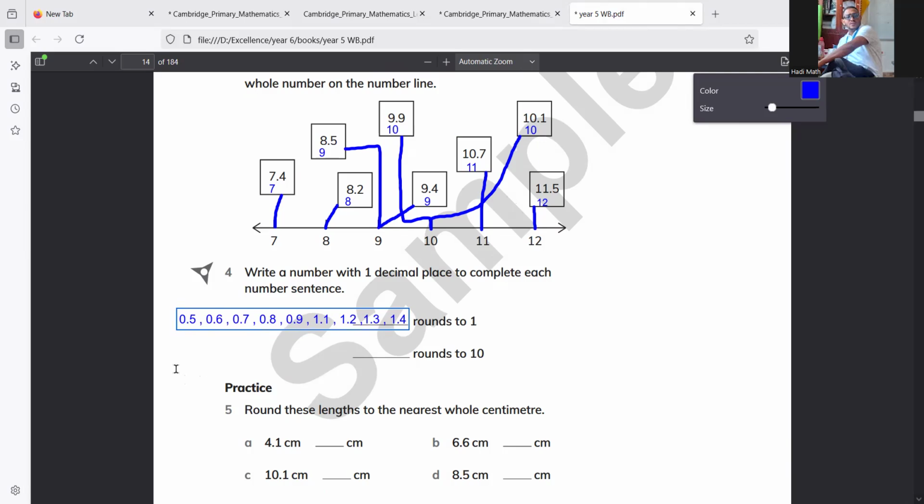They said rounds to 10. 10 with the same idea. You go with the smallest one, 9.5, then 9.6, then 9.7, then 9.8, then 9.9, then 10.1, then 10.2, then 10.3, then 10.4. All these numbers give you 10 or round to 10.